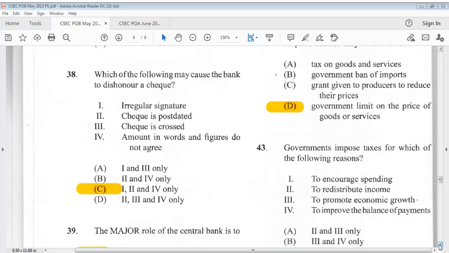38 says, which of the following may cause the bank to dishonor a check? 1. Irregular signature. 2. Check is post-dated. 3. Check is crossed. 4. Amount in words and figures do not agree. So, 1, irregular signature, 2, check is post-dated, and 4, amount in words and figures do not agree. So, those three. So, our answer is C. Check is crossed, that would be out.